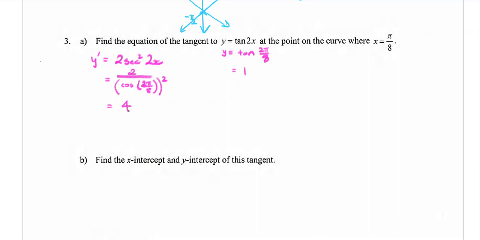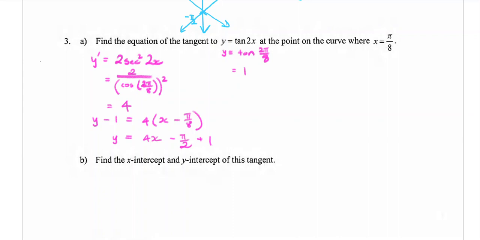So I have got a gradient and a point. My gradient is 4, and my point is pi on 8, 1. So I can find the equation of my tangent. It will be y minus 1 equals 4 bracket x minus pi over 8. Expand it out and move the 1 to the right. So 4x, and 4 times pi over 8 becomes pi over 2, the 4 cancelling with the 8, and then plus the 1 over.